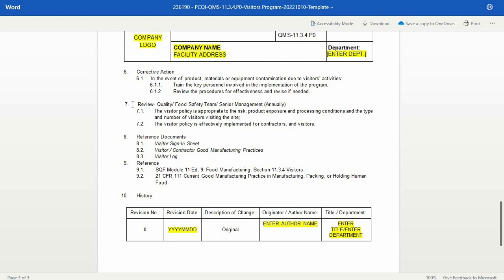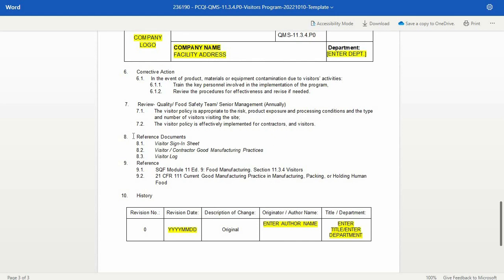Next is review. The review section serves as guidelines for conducting the annual or periodic review. The visitor policy is appropriate to the risk, product exposure, and processing conditions, and the type and number of visitors visiting the site. And the visitor policy is effectively implemented for contractors and visitors.